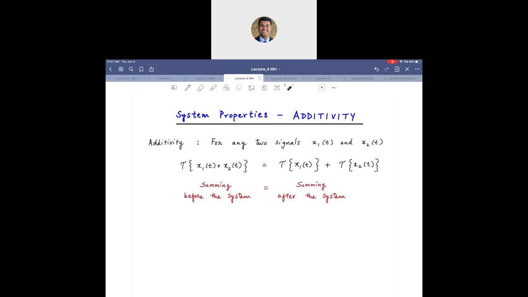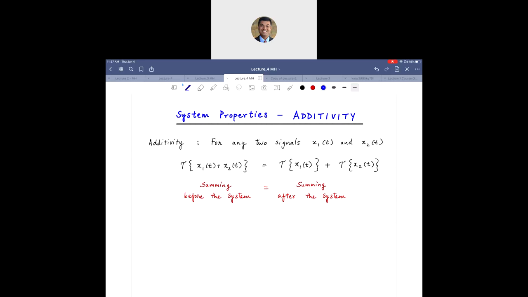Coming to the second property that we need to check in order for the system to be linear. It has to be homogeneous. It also has to be additive. Additivity over here, the condition is: if you sum the two signals that are considered as inputs to a system first and then apply the system operator, is it equal to applying the system operator on the two inputs individually and then summing up their individual outputs? If it is, then the system is additive. If not, then the system is not additive and also not linear.